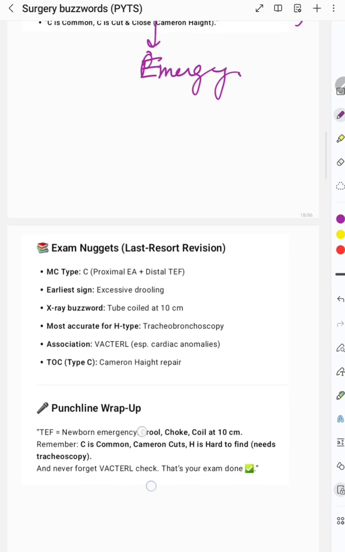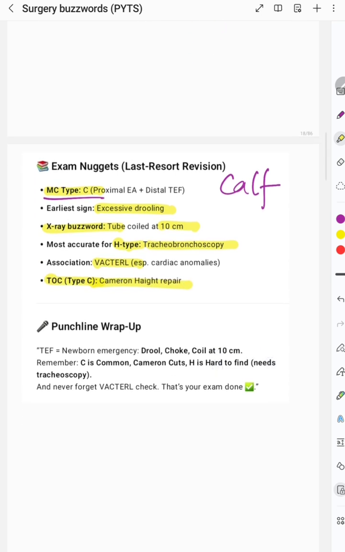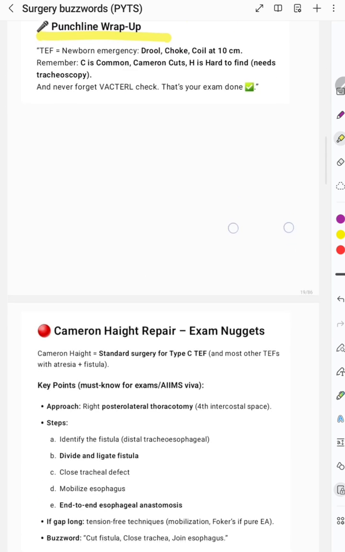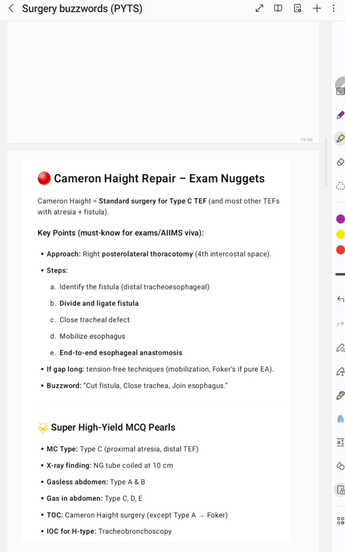Now, the most common type, if they are asking, is type C. This we have to remember with the mnemonic cough. Earliest sign, as I told you, is excessive drooling. X-ray buzzword we know. For H type, tracheobronchoscopy association we know. And if they are specifically asking about type C, the treatment of choice is Cameron Heights surgery repair. These punch lines we have to go through once. And the Cameron Heights repair is the name.